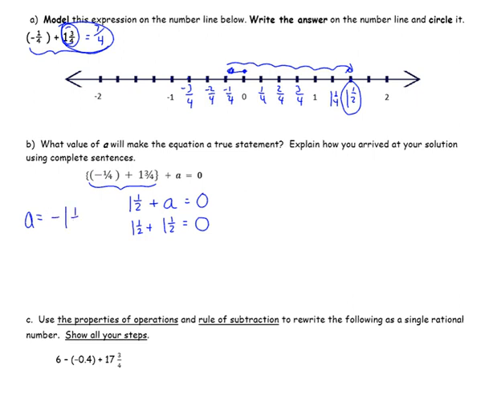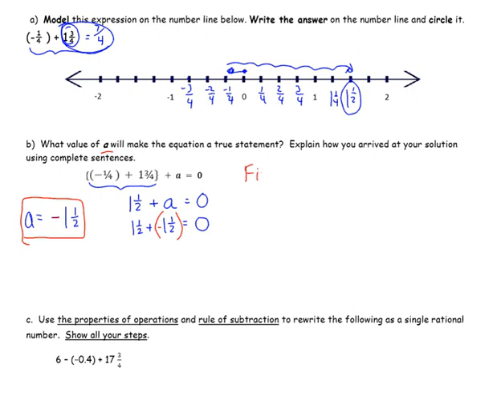Negative 1 1/2. And then I'm going to go back here and notice that I didn't write the negative with it before. So I'm going to go back and fix that. The value of A is negative 1 1/2. So what value of A? The value is negative 1 1/2.